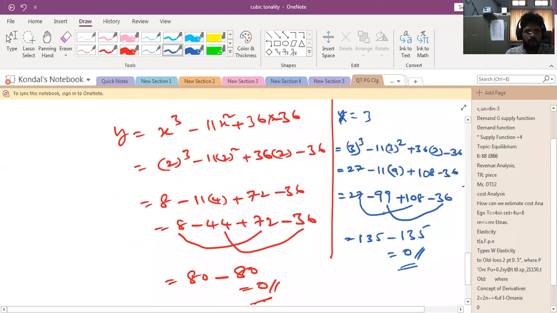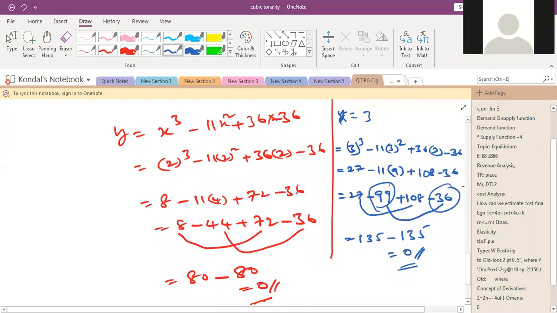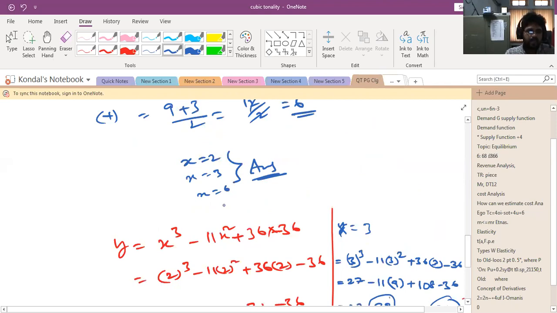These two minus values are there, right? So we need to add the minus values on one side and the plus values on the other side. This is 135, minus 135, you will get 0. So even if you substitute the x value 6, we got 6 now, if you substitute 6 also, you will get 0. Just do it as practice.